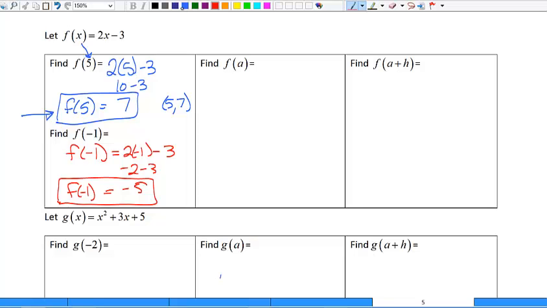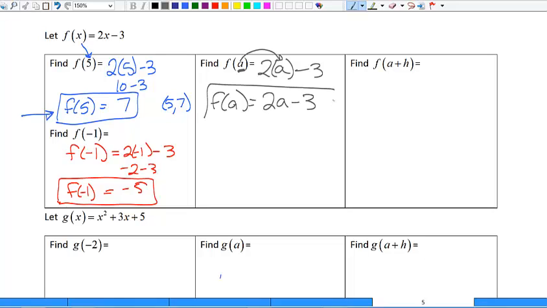On the next problem, it's asking me to find f of a. So I'm plugging in a variable, which means I'm going to get out an expression with more variables in it. Every time I see x, I'm going to substitute x with a. So f of a is equal to 2a minus 3. Notice when you plug in a variable, you get out things with variables.